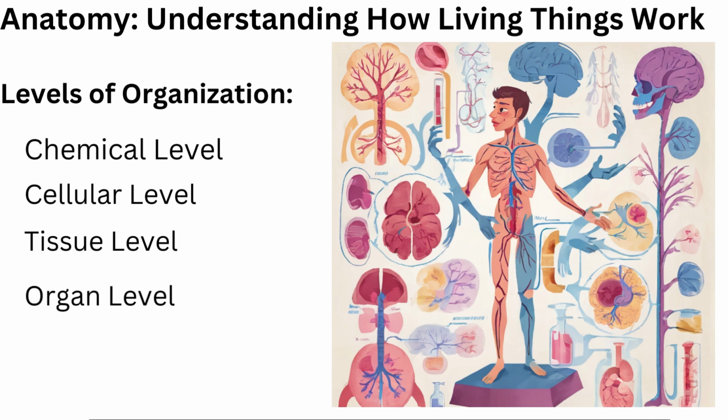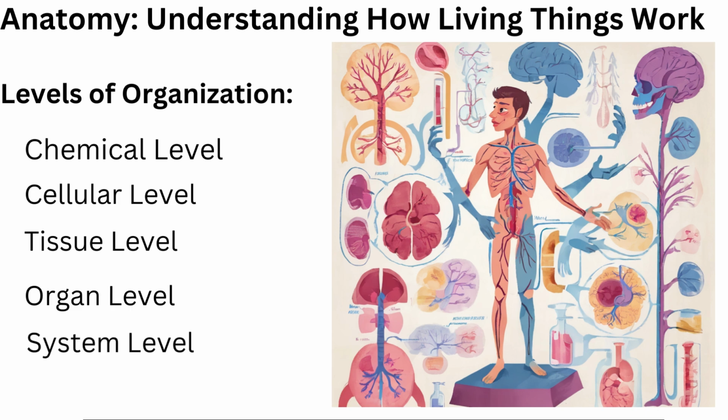Organ level. Organs are formed by the combination of different tissues working together to perform specific functions. For example, the heart is an organ composed of cardiac muscle tissue, connective tissue, and blood vessels.